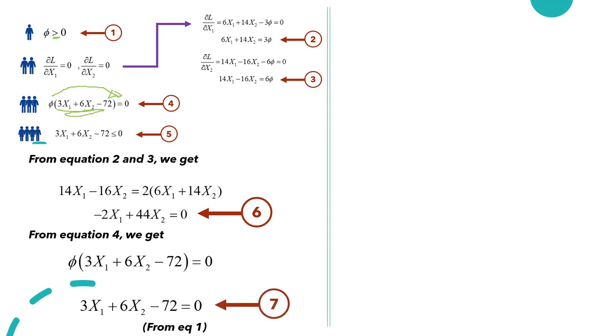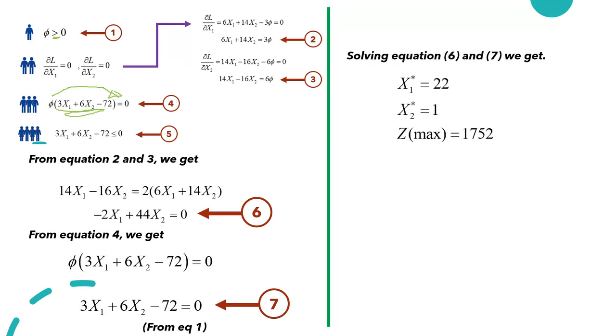So solving 6 and 7, you will get the values of x1 and x2. And of course, when you substitute that in our objective function, you will get the value of z. To verify the problem, I can also identify the value of phi. Let me consider equation 2. Substituting the x1 value and x2 value here, your phi value should be greater than 0.